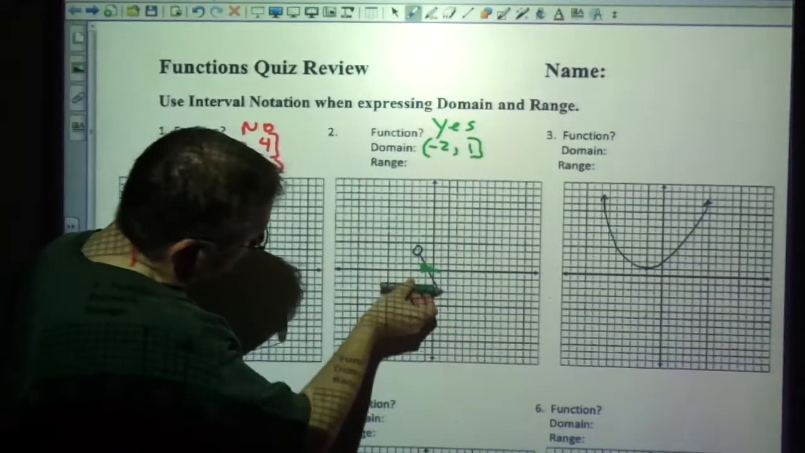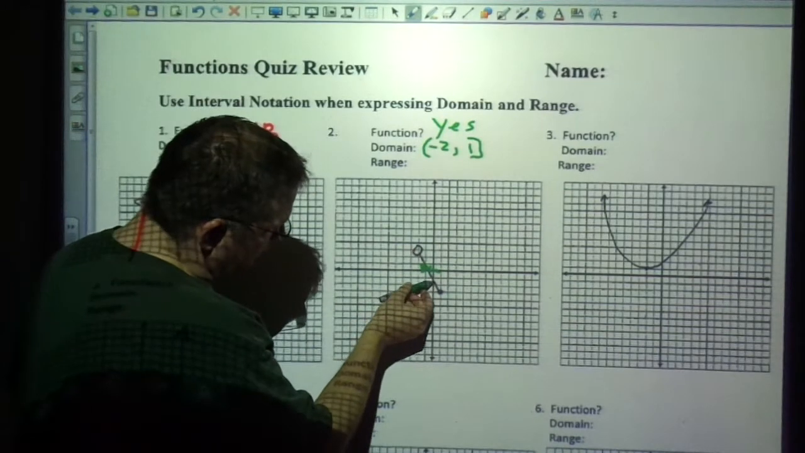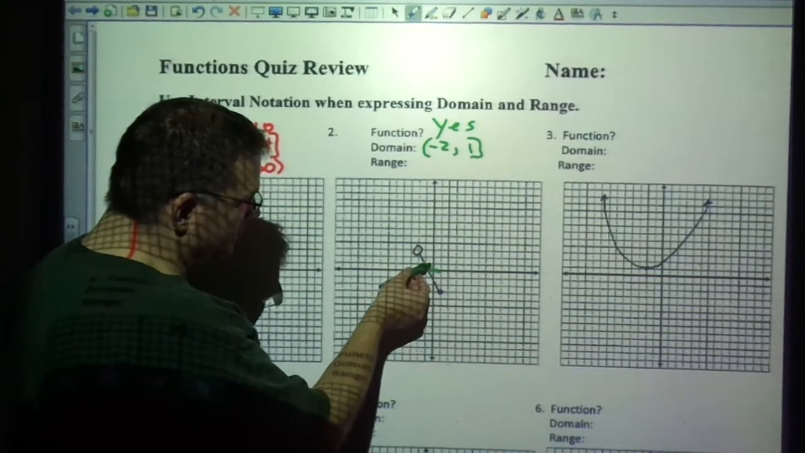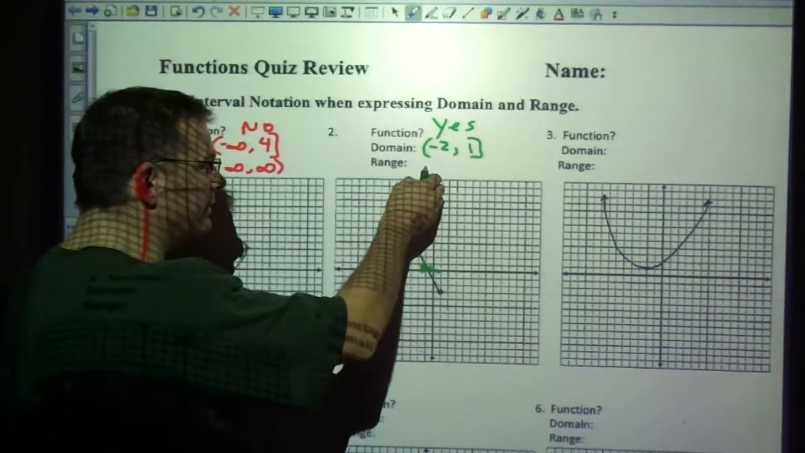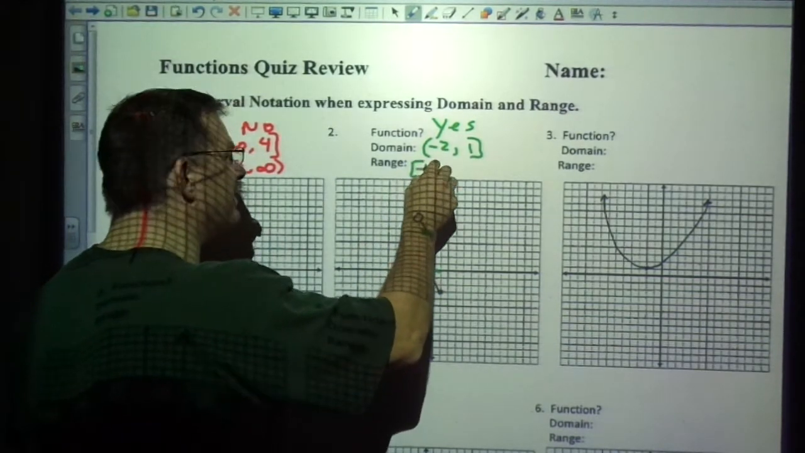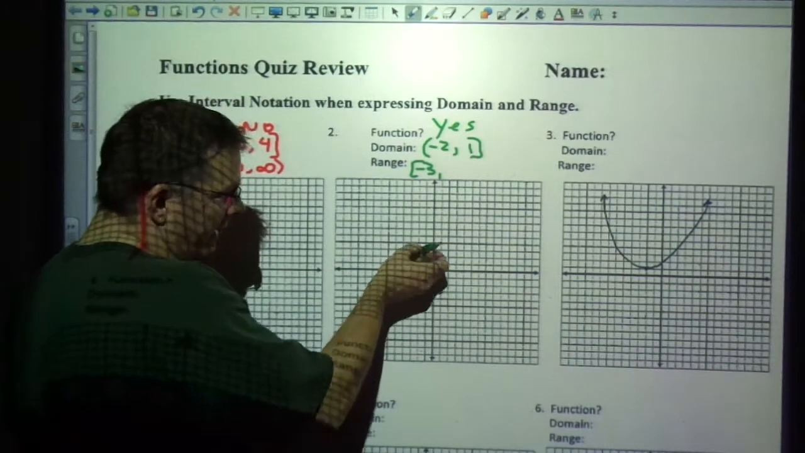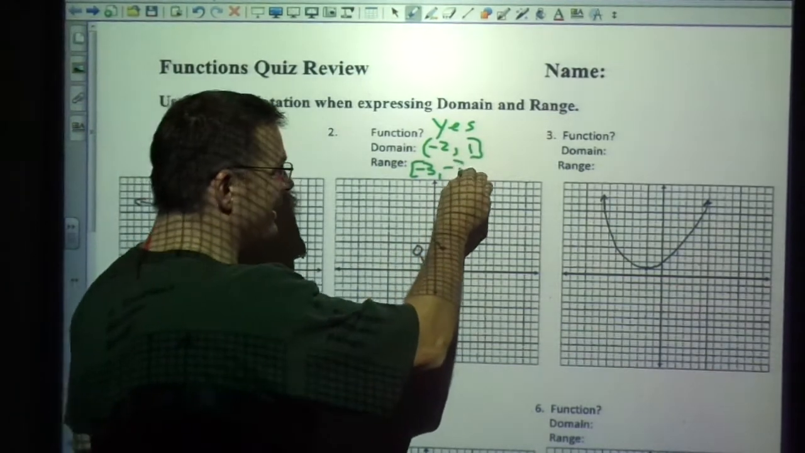The range, we're looking this way. And it looks like it's 1 to negative 3 up to 1, 2, 3, positive 3. All the numbers from negative 3 to positive 3. Negative 3 is included, but it looks like positive 3 is open, so that is not included.